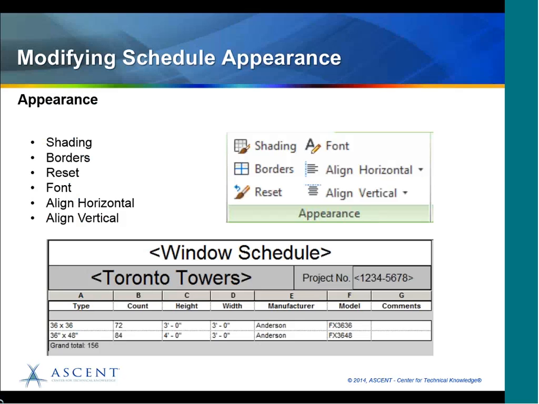The final choice that's in here is the appearance. And this is where you actually come in and you can change the font height, add shading, you can modify the borders in ways, and then you can also align the horizontal and vertically all of the text that's in there. Thankfully, the reset button is there too, so if you have gotten too far out of line, you can just hit reset, and it goes back to the base information that's stored in the schedule properties.